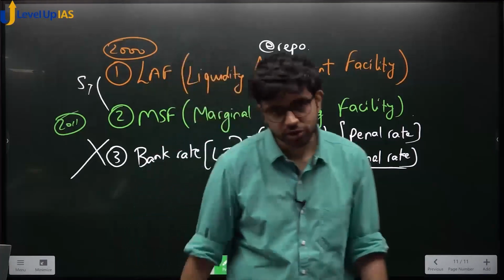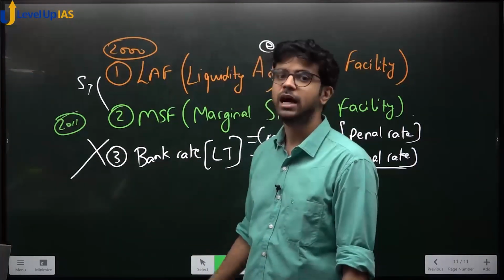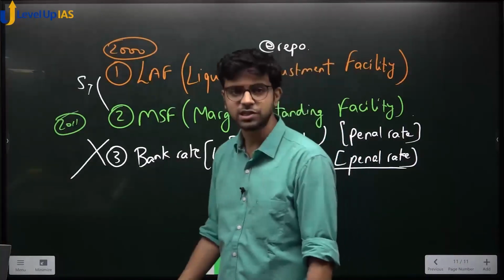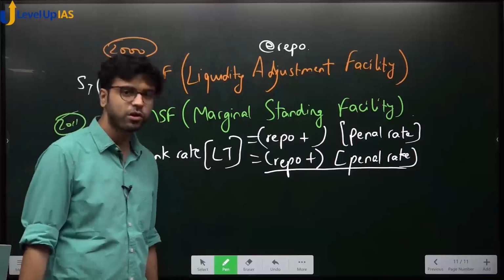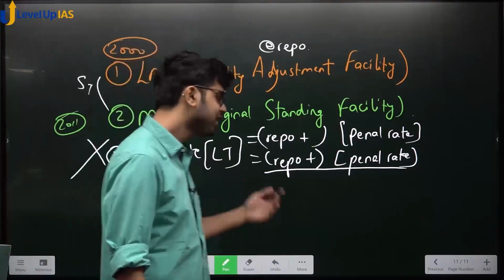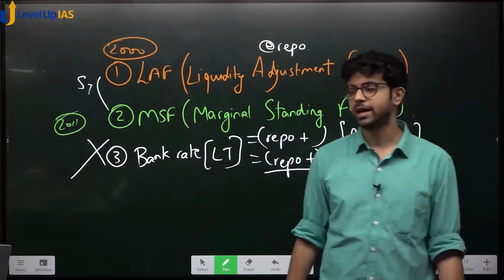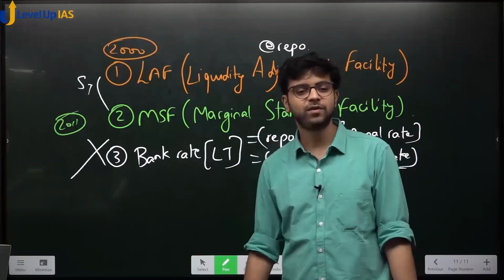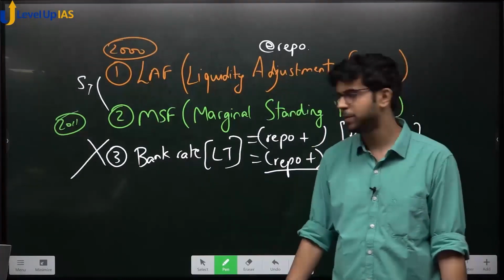This window is closed. Please don't forget that this window is closed, and don't say that bank rate is also in existence, but to explain you that long term lending was also a part of RBI's strategy or policy. This was the rate which was being used, bank rate. So can I say bank rate and MSF rate is the same now? Yes, it is same because both are penal rates, both are repo plus something.